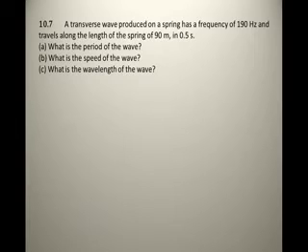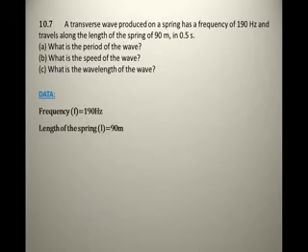A transverse wave produced on a spring has a frequency of 190 Hz. So first, we will write the frequency: 190. And it travels along the length of the spring of 90 meters. Okay, 90 meter length of the spring. And the time will be 0.5 seconds.